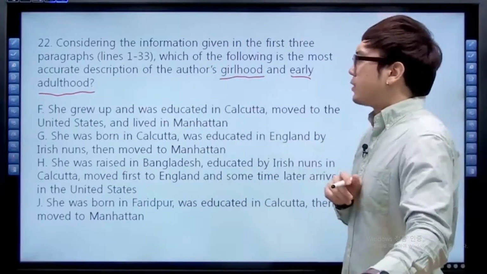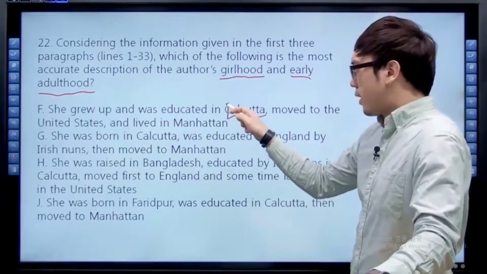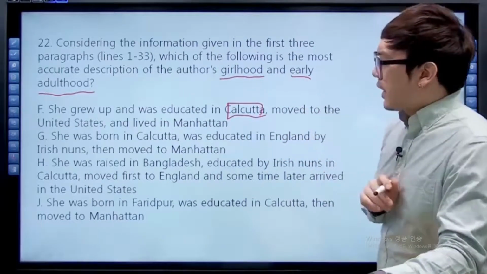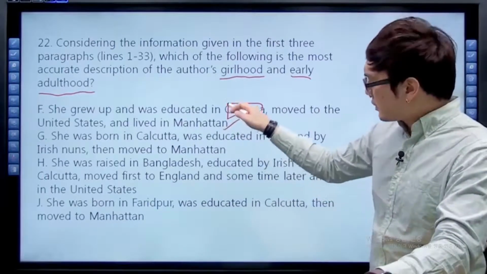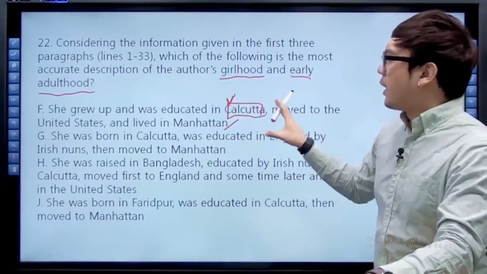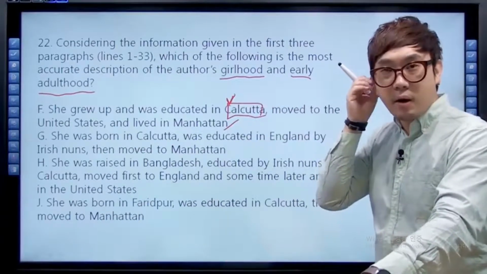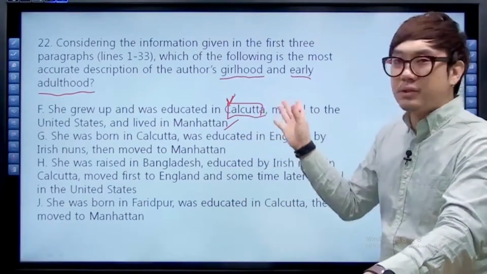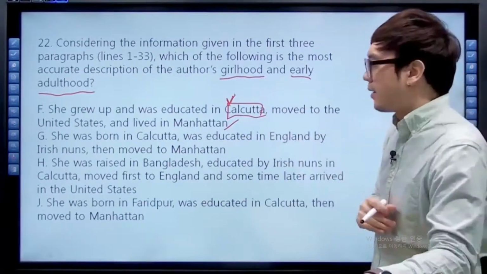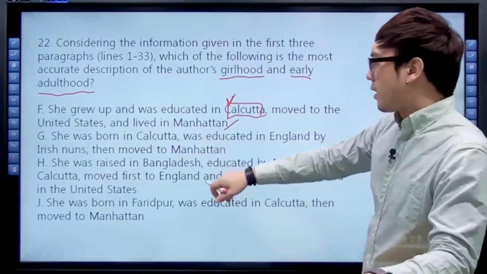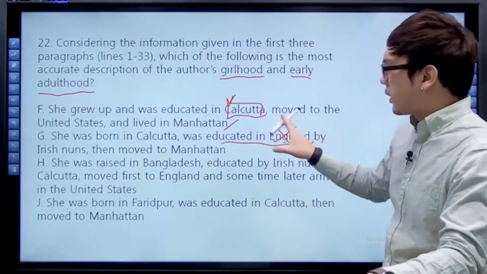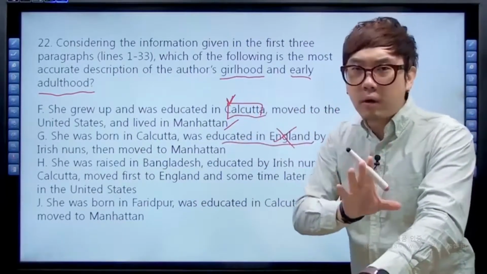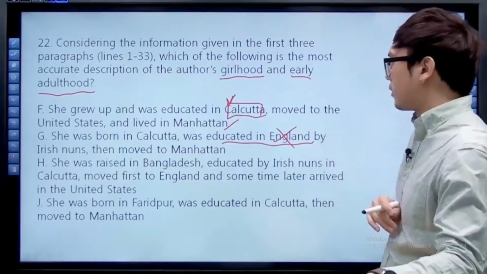F, she grew up and was educated in Calcutta. True, right? Moved to the States and lived in Manhattan. That sounds about right, because there was a mention of Calcutta and how she moved to the States in the second paragraph, right? We don't know if it's Manhattan, we need to confirm that. And G, she was born in Calcutta, was educated in England. Was she educated in England? No, she was educated in Calcutta, which was called a corner of England, right?